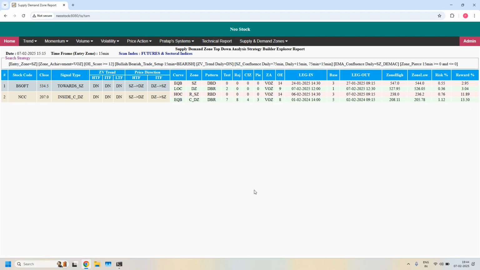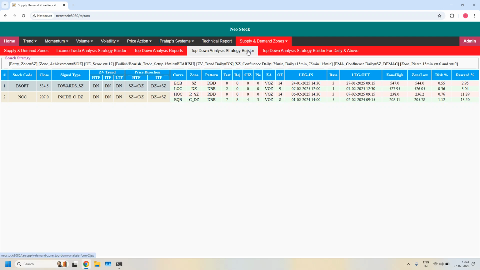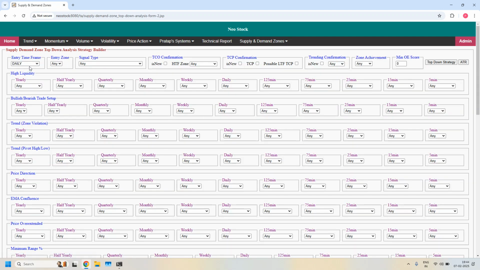daily income trade. Okay, next hourly income trade, bullish and bearish trade setups. First, hourly income trade, bullish trade setup. Entry time frame 5 minutes.